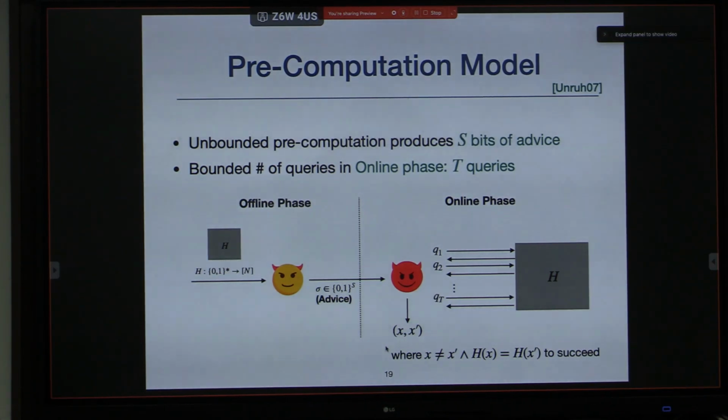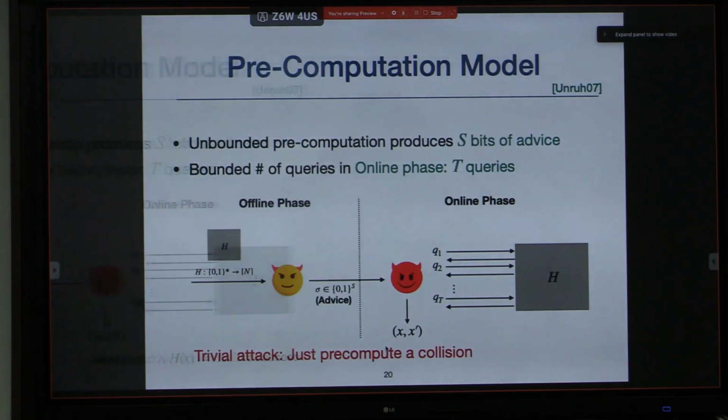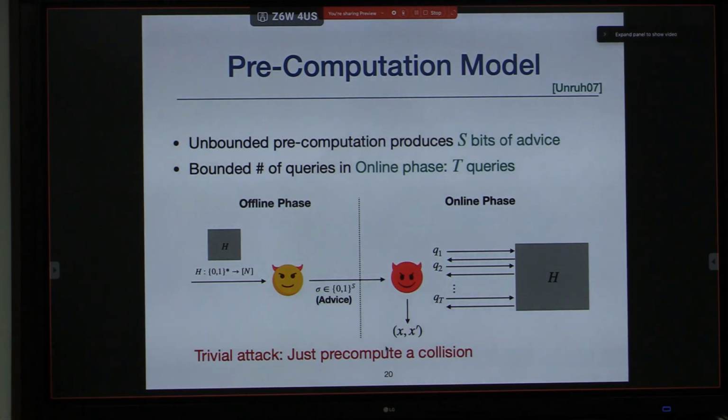Okay. Can you think of an attack? There is a very trivial attack that exists here. You have to find collisions. You can pre-compute, because you're looking at the entire table in the offline phase. You just find a collision, store it in your advice, and then in the online phase you can easily win.